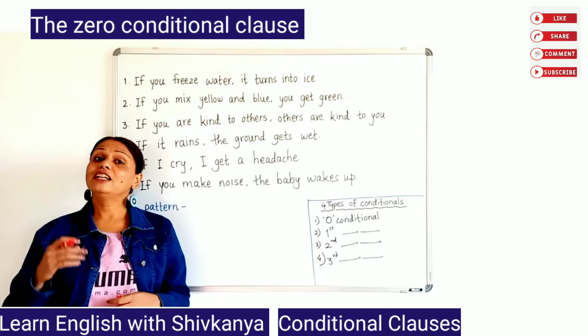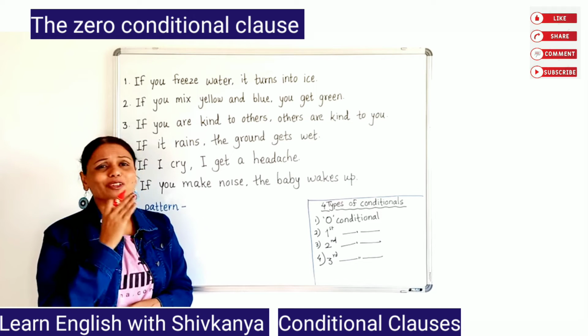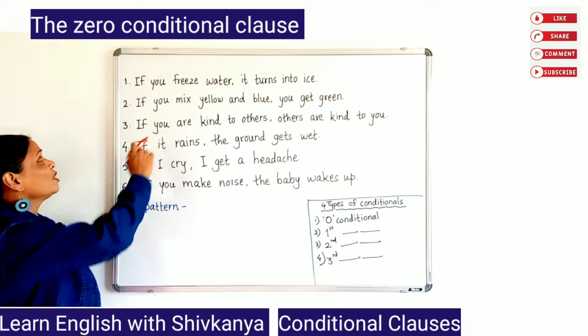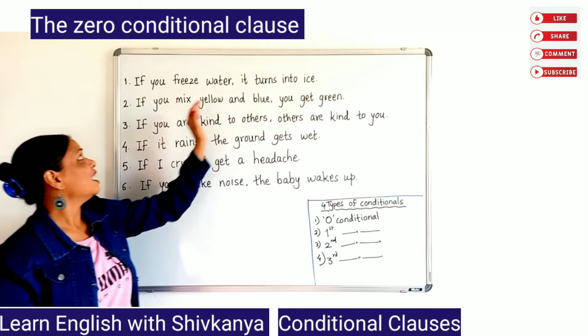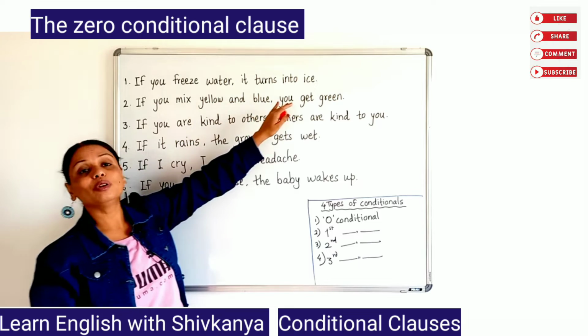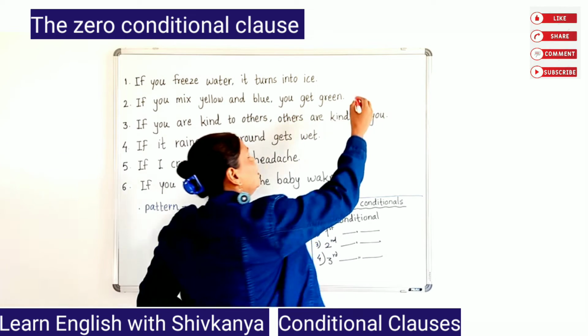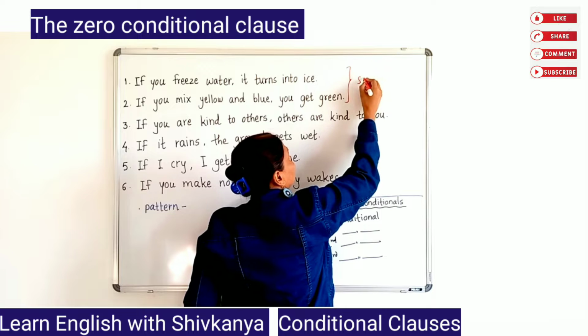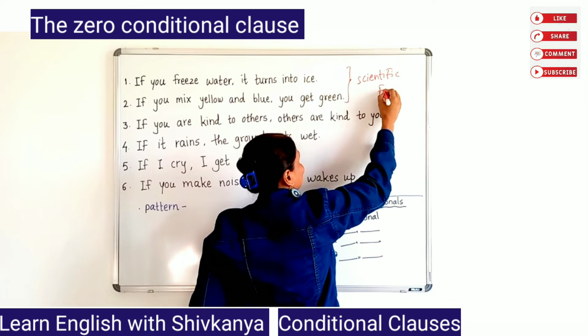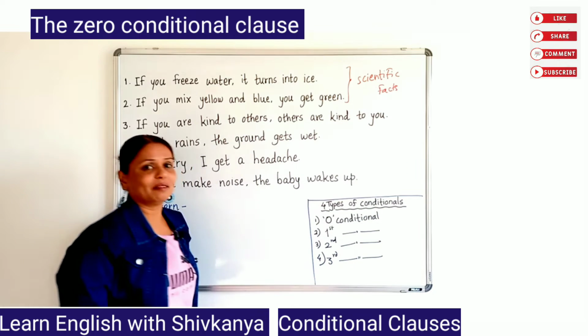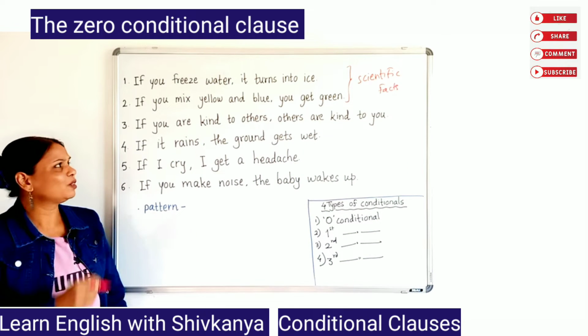Now let's see in which situations this kind of clause is used. If you look at the first 2 sentences, if you freeze water, it turns into ice, and if you mix yellow and blue, you get green. These are the scientific facts. Okay? They tell about the scientific fact, the scientific truth.